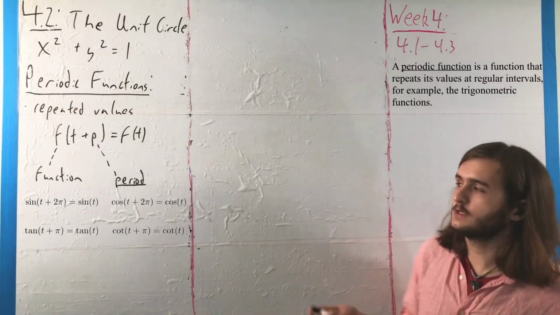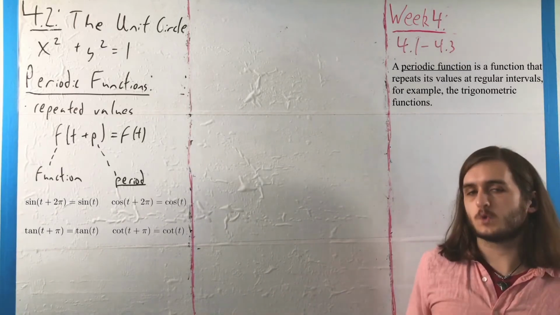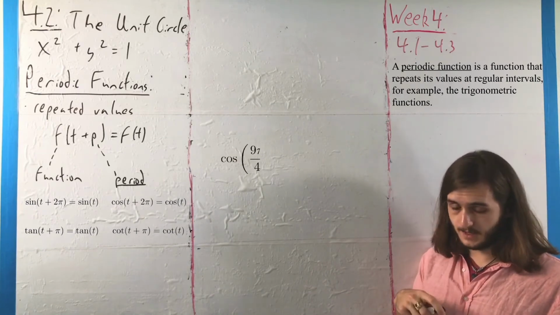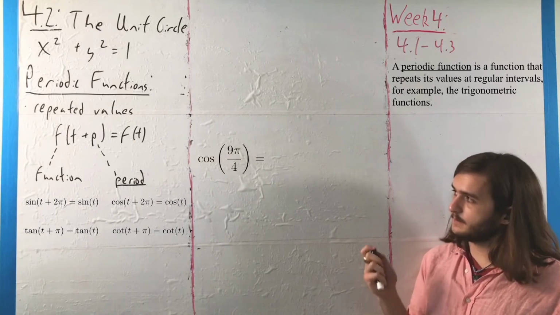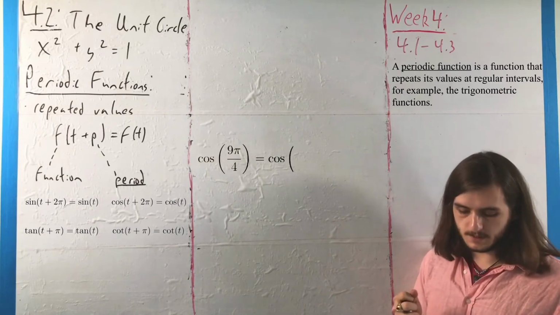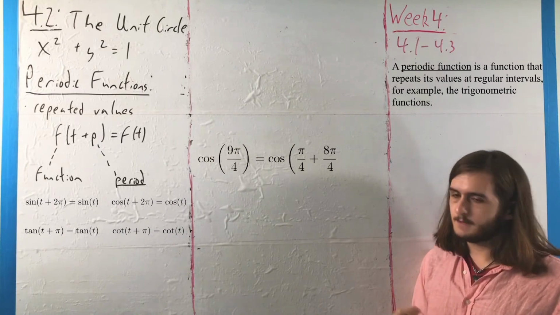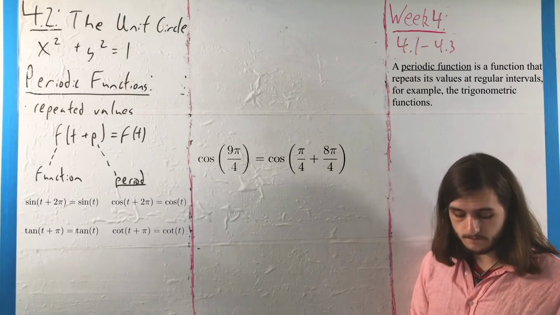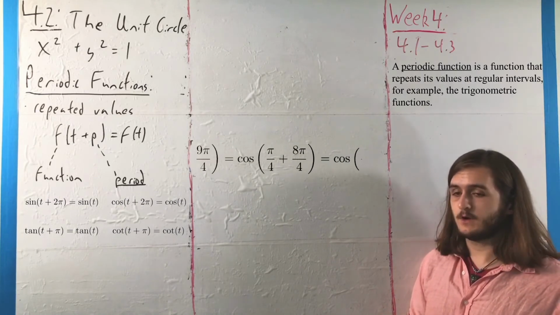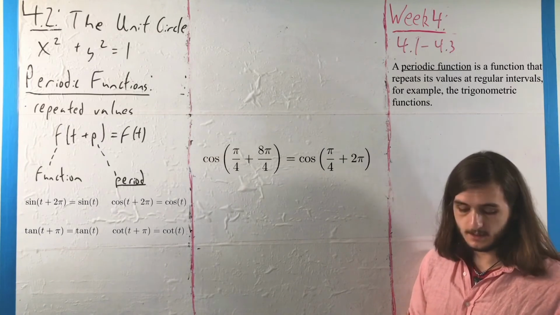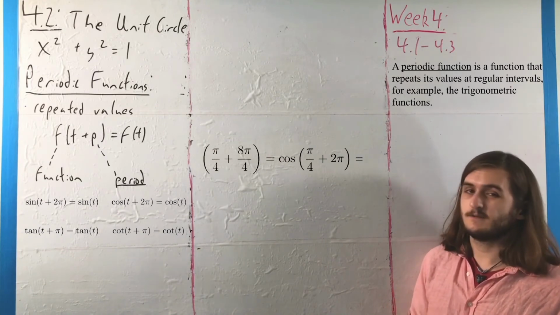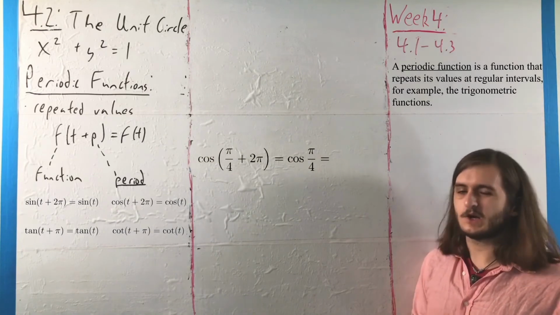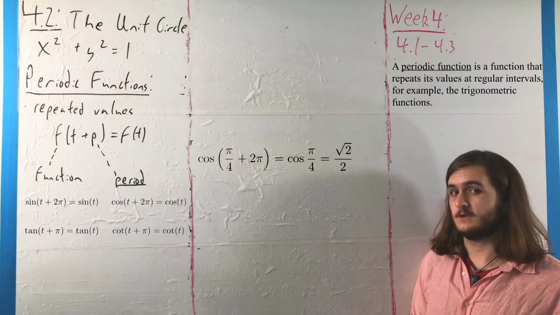And as a result, we can use this to evaluate at some maybe unusual or otherwise awkward values, like if we wanted to find cosine of 9 pi. What we could do is take that 9 pi and split it up into two pieces, a pi over 4 and an 8 pi over 4. Not obvious why that's useful, but 8 pi over 4 simplifies down to 2 pi, so we have cosine of pi over 4 plus 2 pi, which thanks to periodicity is just cosine of pi over 4. And if there's one thing we should know for sure by the end of this section, it's that cosine of pi over 4 is root 2 over 2.